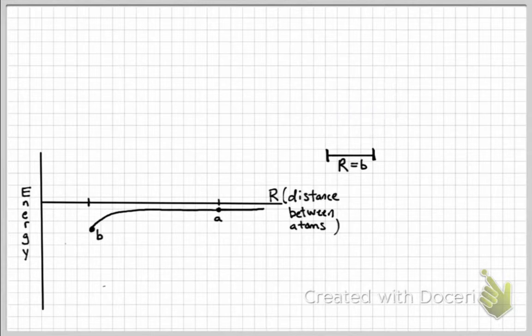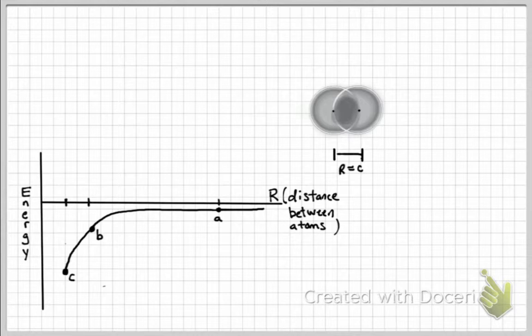If we move them a little closer together to point C, like this, now we see that the energy has dropped even more, more stability, lower energy. The nuclei are closer, and we see the darker gray between the nuclei representing the formation of the bond, and things are getting more stable. And the electrons are feeling the pull of those 2 nuclei even stronger.